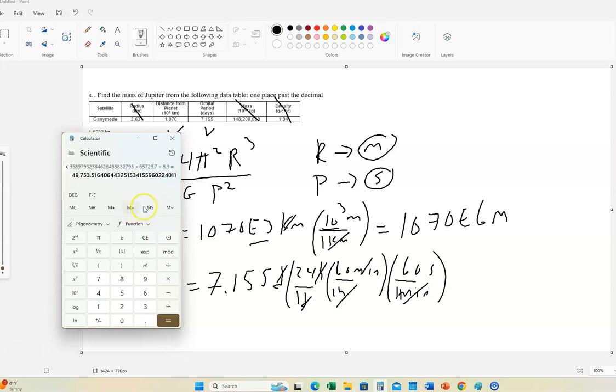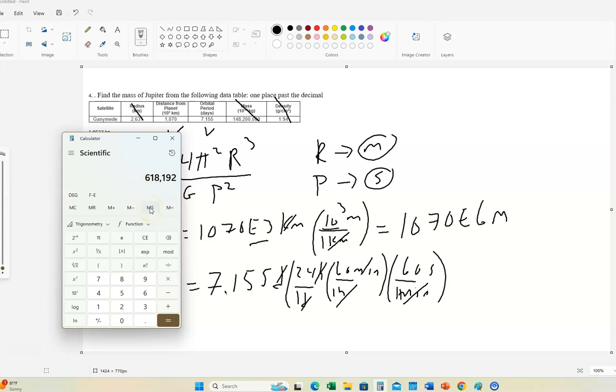Oh, that was the last problem. All right, let me clear that. So here we go. 7.155. It's a very precise number. That was actually measured using a spacecraft that orbited Jupiter for a long time, called Galileo. Anyhow, times 24, and then times 60 squared, or times 60 times 60. So it's that many seconds. I'm going to need that.